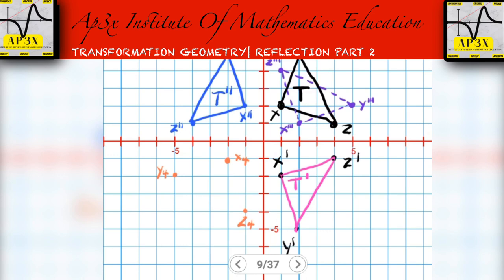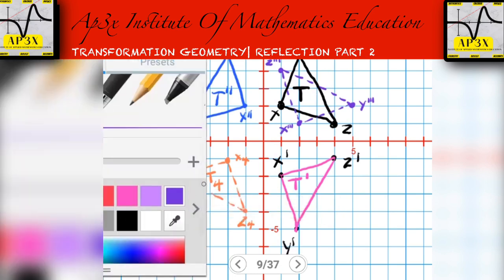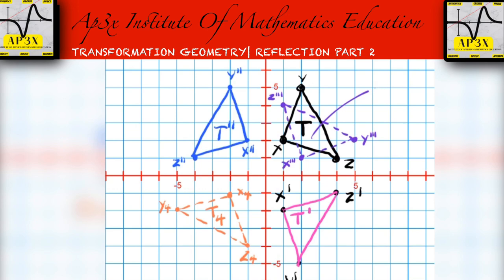Then I go ahead and connect this line here with this line here, and then we're going to connect this line, and that basically forms the reflection of the black triangle to the orange one here. Let's call this T subscript 4. It's kind of overlapping with the black one here, so let's label the purple one T subscript 3.